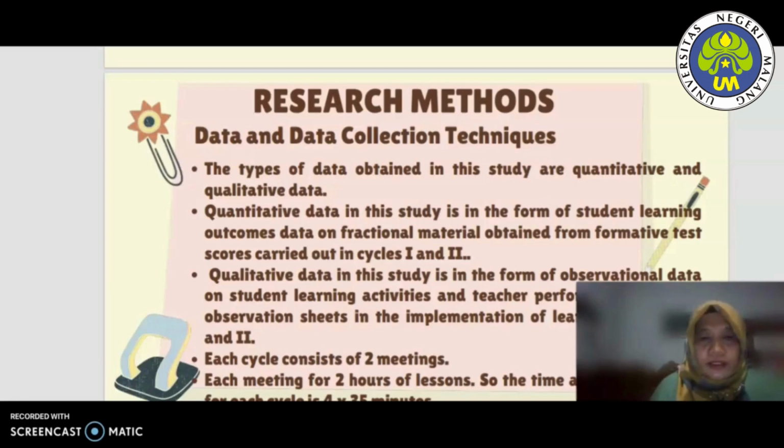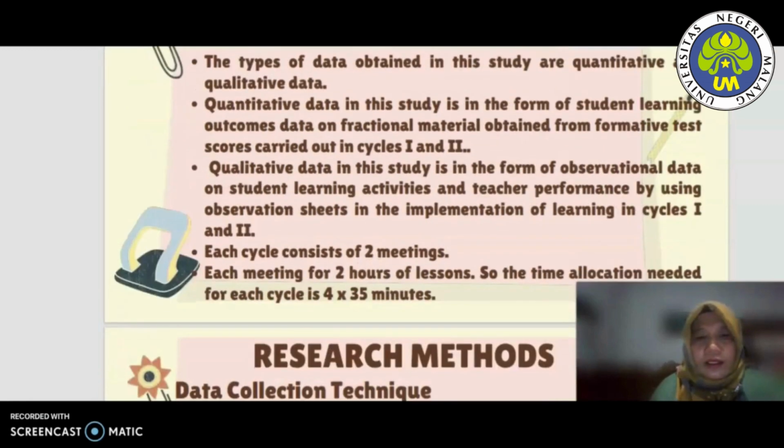Each cycle consists of 2 meetings, each meeting for 2 hours of lesson. So the time allocation needed for each cycle is 35 minutes.